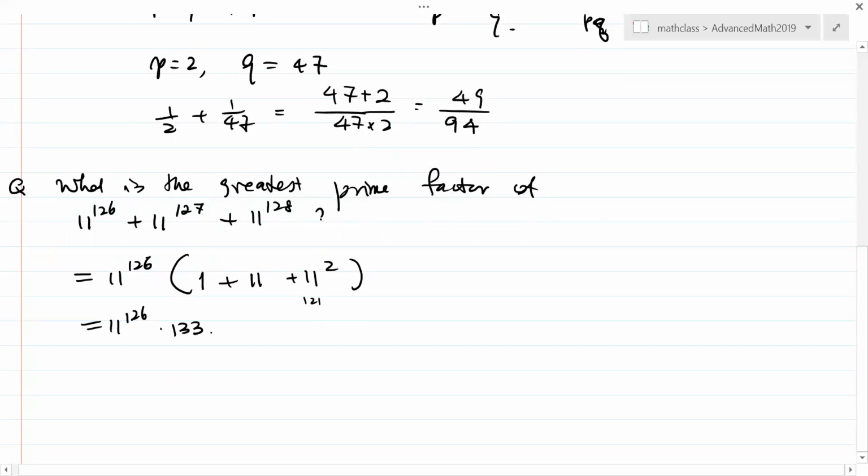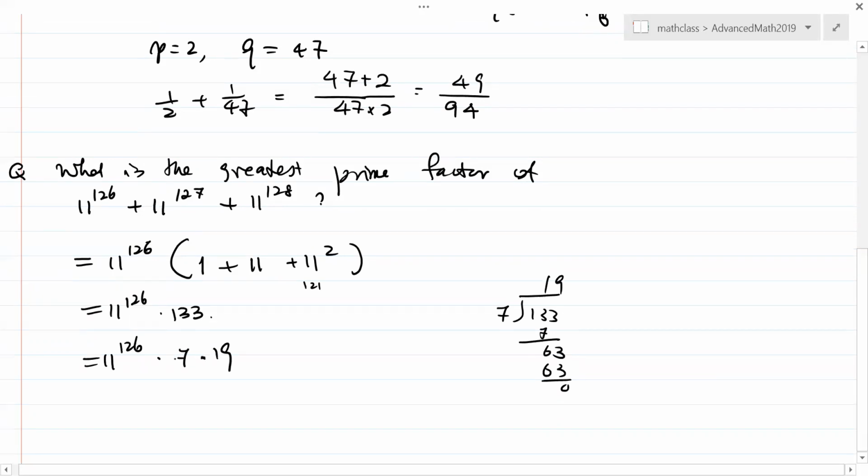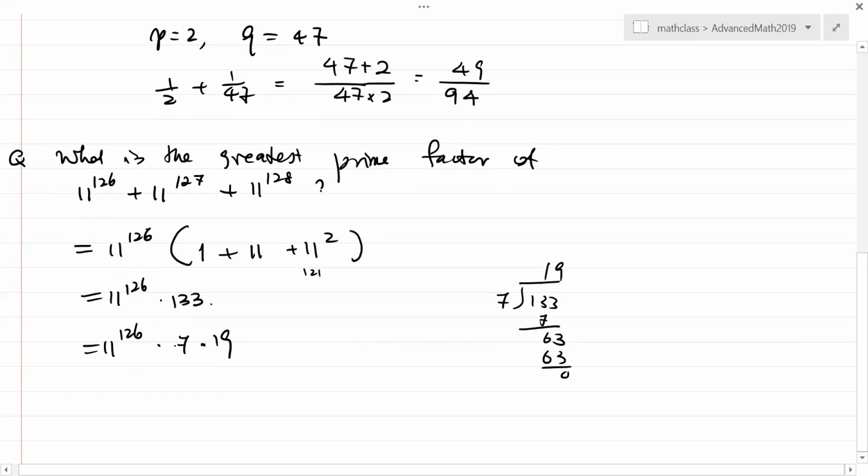When you look at it, the last digit is 3. Then maybe 7 times 9 gives 63, something like that. So try and divide 133 by 7. Oh, great, you're lucky, right? So you get 7 times 19. You know that 19 is a prime number, and 7 is a prime number. So this is already the prime factorization, and 19 is the greatest prime factor of that number.